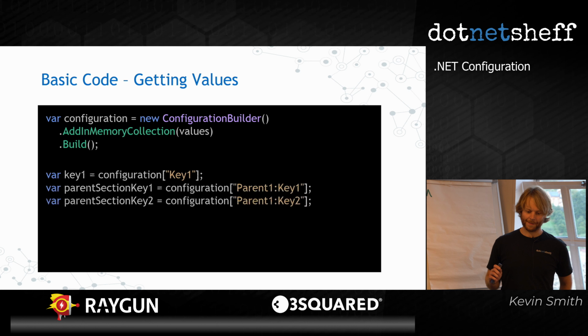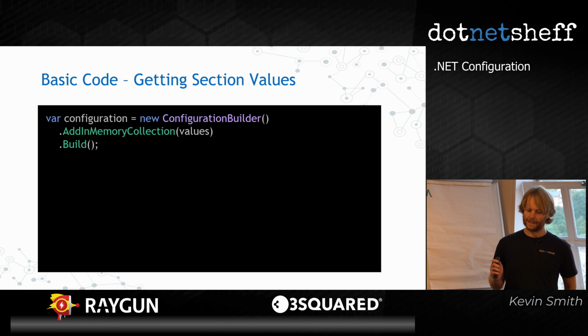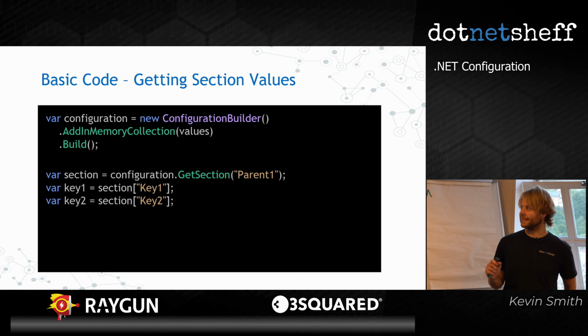To get the values out, all you do is use the indexer and pass in the key. So we can do configuration key 1 and parent 1 key 1, parent 1 key 2 like that, and that'll get you the values back as strings. We can also get back sections as well, so it knows about the hierarchical structure. So we can say, go get me the section of parent 1. We can pass that along in some code somewhere. And then in that other bit of code, you can say, go get me key 1 and go get me key 2, and it'll get you those values in that configuration.